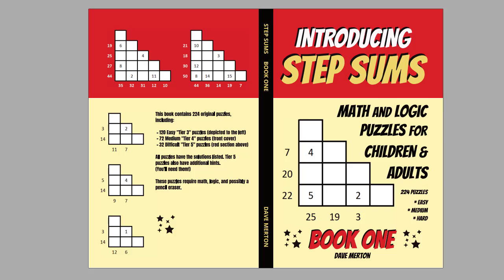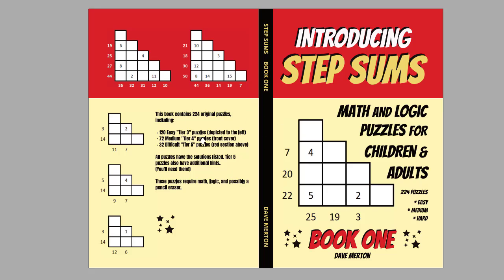Hey folks, welcome. In this video series, we're doing a little bit of a deep dive into explaining the different types of step sum puzzles that we have, meaning level 3, level 4, and now today we're going to be doing level 5. This is the cover of a book that just came out on Amazon, and yes, I'll leave it in the description below if you wanted to check it out on Amazon yourself.